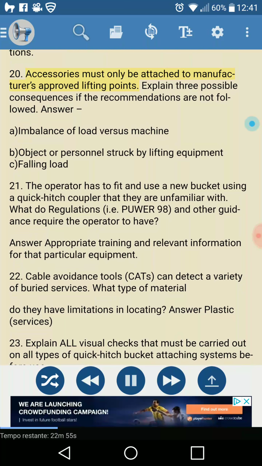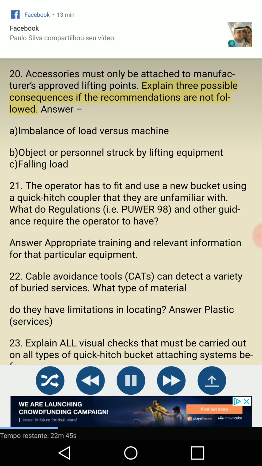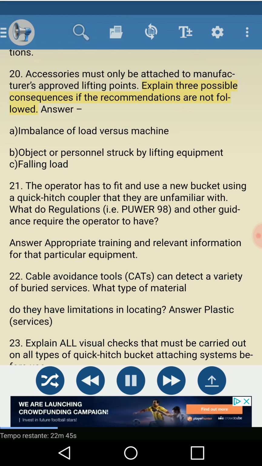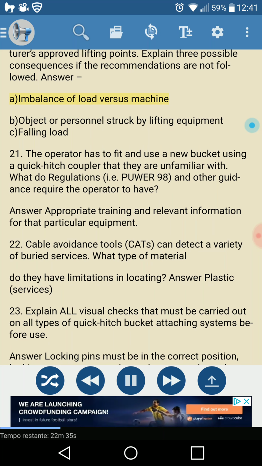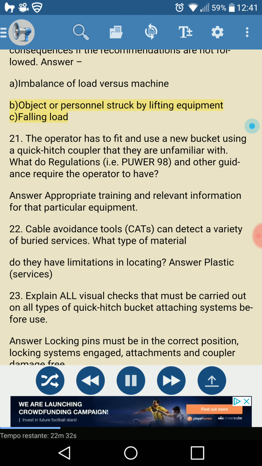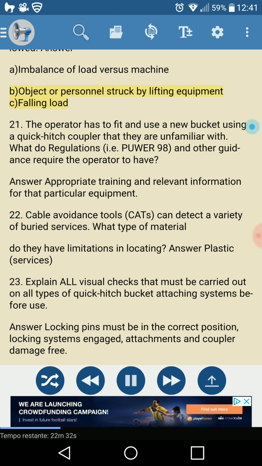20. Accessories must only be attached to manufacturer's approved lifting points. Explain 3 possible consequences if the recommendations are not followed. Answer: A. Imbalance of load versus machine. B. Object or personnel struck by lifting equipment. C. Falling load.